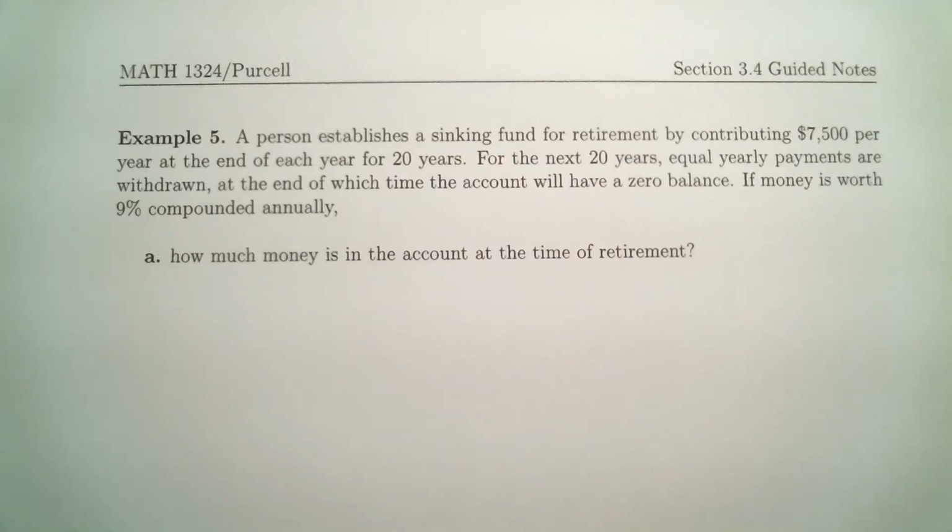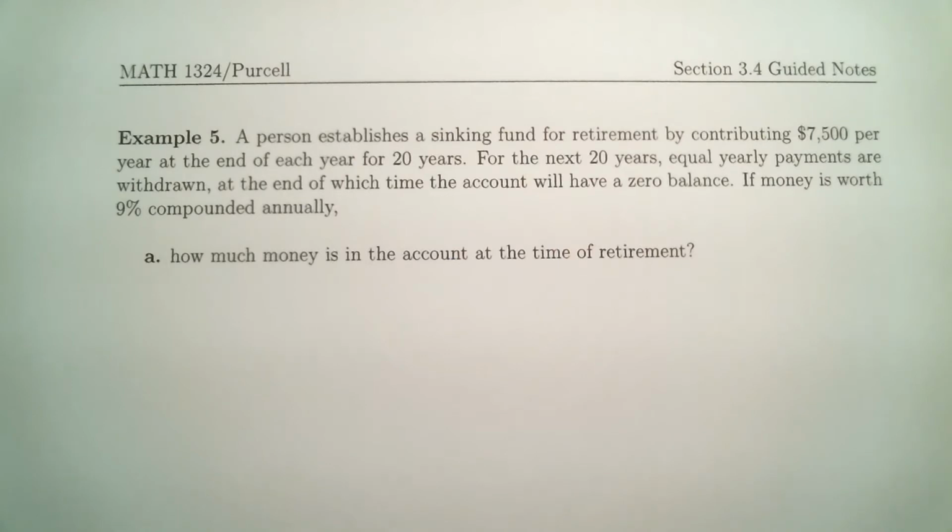Example 5 is going to be another retirement problem. A person establishes a sinking fund for retirement by contributing $7,500 per year at the end of each year for 20 years. For the next 20 years, equal yearly payments are withdrawn, at the end of which time the account will have a zero balance.